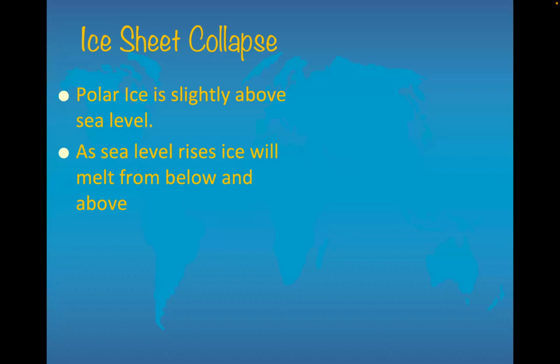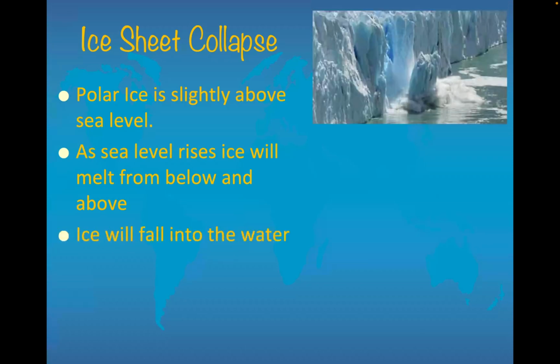It's the same thing that happens when you put an ice cube in your soda. The water in that soda starts to melt the ice cube. That's what's happening with polar ice sheets as well. So you can see a picture here. The ice will fall into the water as it starts to melt. It becomes thinner and pieces break off. It's not as attached to the big piece anymore. When the ice falls into the water, this changes some things about the water, which we'll talk about later.